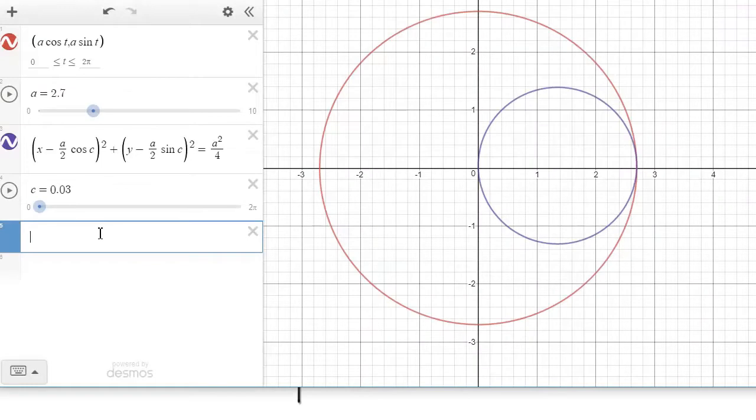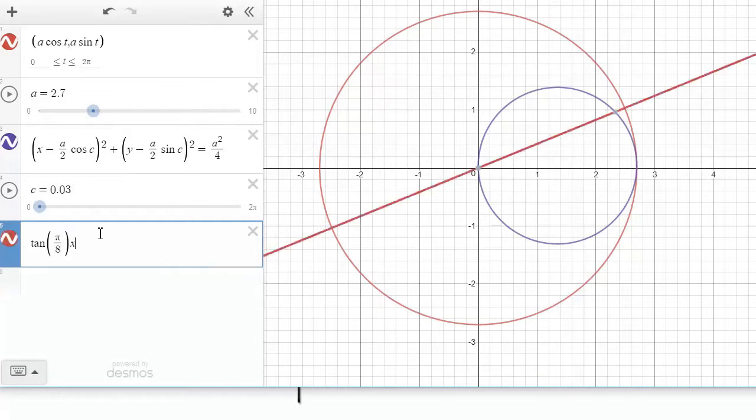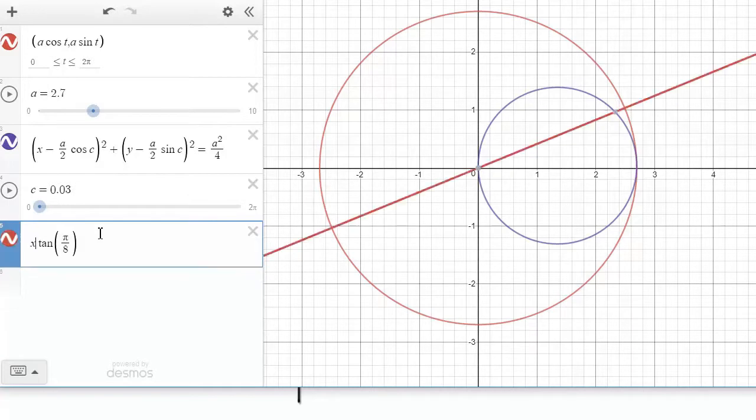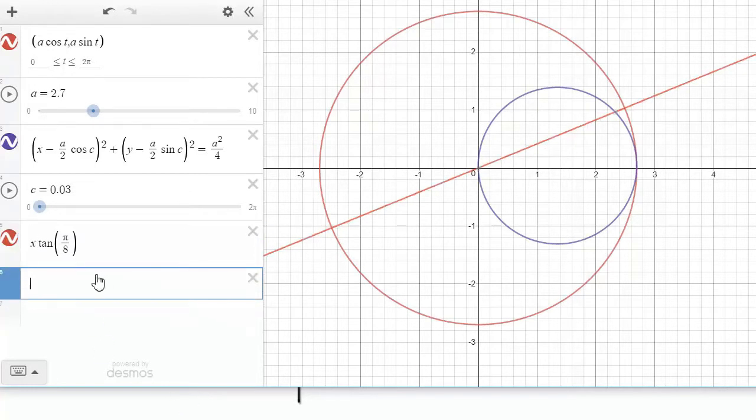So to draw a straight line, all you need to do is y equals mx plus c, but the gradient is tan, what was it, pi divided by 8. Close it off, and then you've got your x there. But let's put the x in front so it looks nicer. There. So that would be our straight line. You can use the same technique to draw all the other lines.